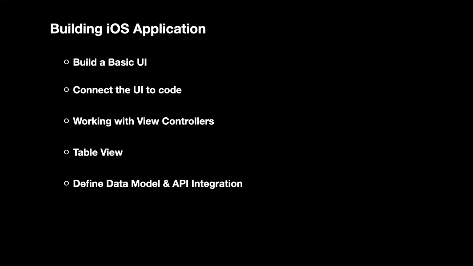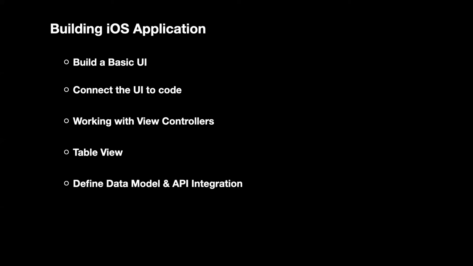And the fourth thing is the table view. A table view is nothing but a number of rows, and you can add any content to it. For example, in Facebook, you see different posts, right? Each post is considered one row. We will be loading all the contents in that particular table view. And finally, defining a data model and API integration. The data model is a vast topic, so I will just cover the basics in order to develop one simple application using one free API.